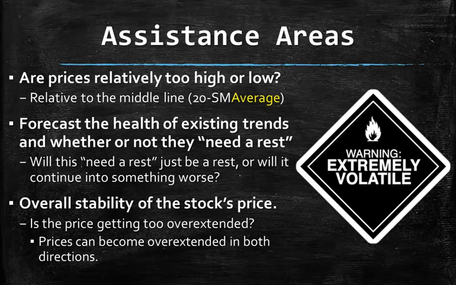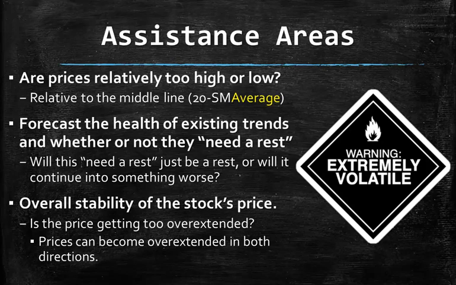How about the overall stability of the stock's price? Is a price getting too overextended? And prices can get overextended in two directions. They can get overextended in terms of bullish drama. It can get overextended in terms of bearish drama. Now, the big thing to note there is just because prices get overextended, it doesn't mean that right then and there the price has to correct itself. It can stay overextended in either direction, but Bollinger Bands will help us, giving us kind of a heads up. Hey, it's looking like the price is probably a little overextended.